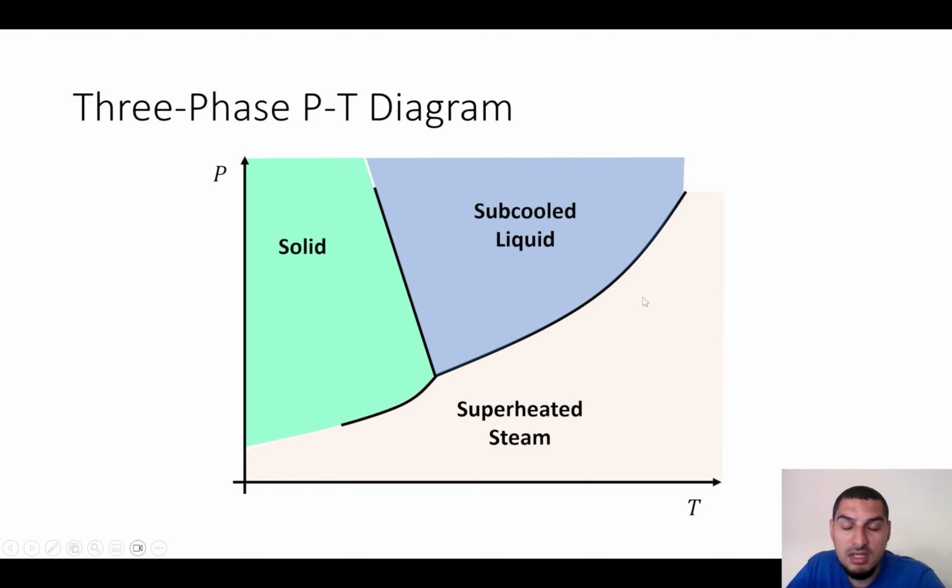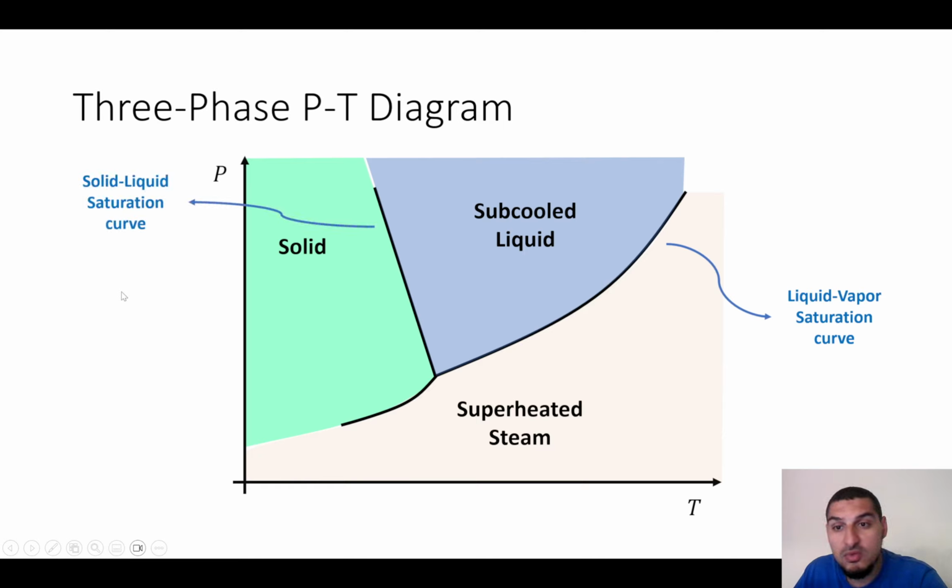So this is the diagram. This is how it's split. We have now three lines. We called this line before the liquid vapor saturation curve. Now we have the liquid solid saturation curve. This is the line that splits the regions or areas of liquid and solid. So this is where melting takes place and freezing takes place. So if you go this way, it's melting. If you go this way, it's freezing. And we have the solid vapor saturation curve.